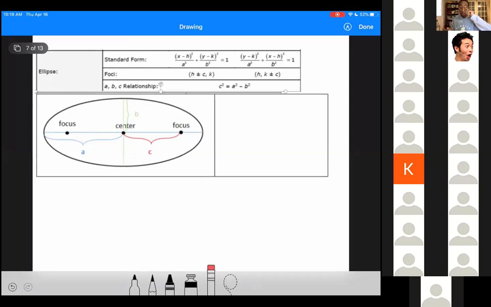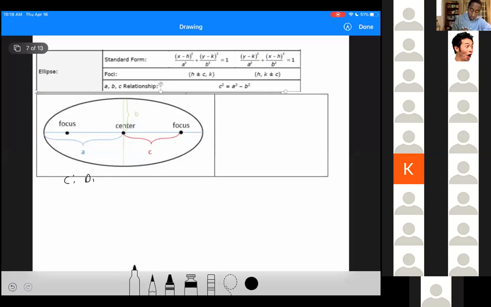So the C that we're introducing is just the distance from the center to the focus, okay? So instead of from the center all the way to the end, the C is the distance from the center to the focus. So this is C over here. This is also C, okay? So C is the distance from the center to the focus.